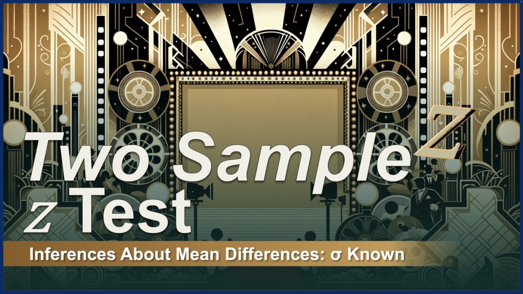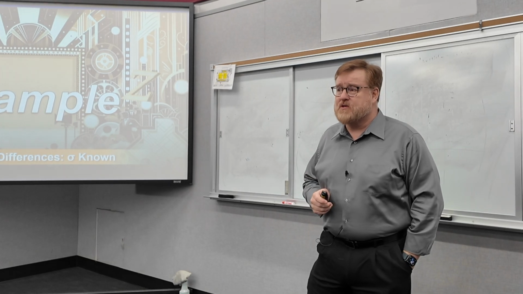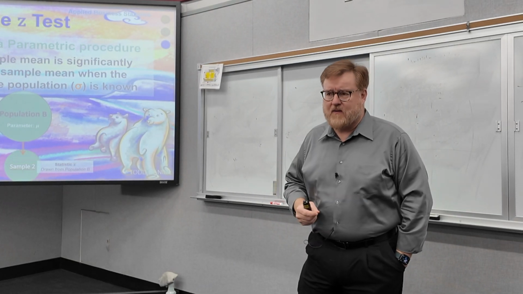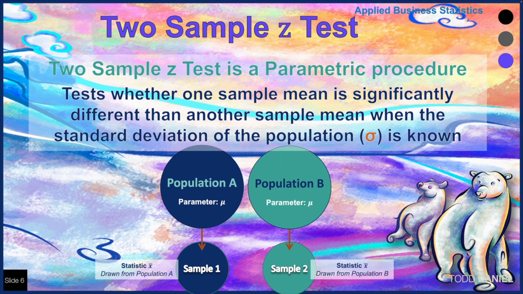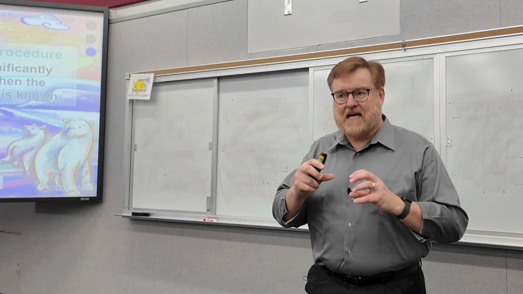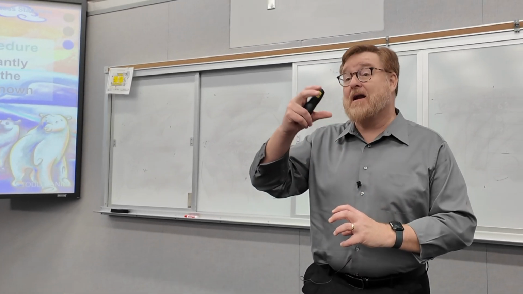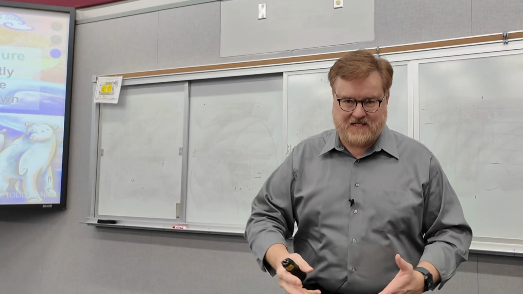We're going to do the two-sample z-test first, and then we're going to look at a proportion test. And again, both of these rely on that normal distribution, which makes it very similar in the way we calculate our statistics. A two-sample z-test is a parametric procedure. What does that mean? We're drawing a sample from a population. The mean of a sample is a statistic. But the mean of a population, that's a parameter. So anytime we're using a sample to make an inference about a population, we're doing parametric statistics.